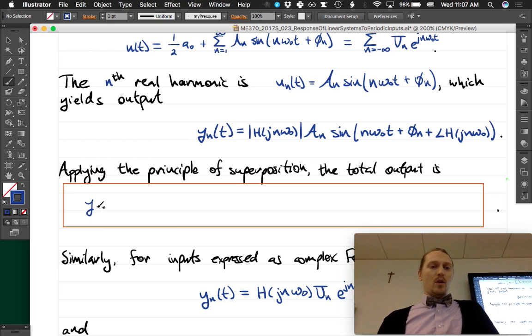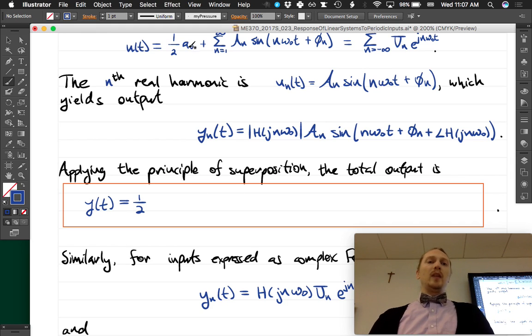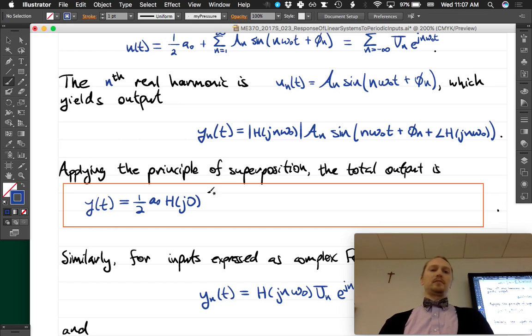So y of t is equal to the DC term, which we haven't really talked about. For the DC term, you take the input, which is one half a naught, and you scale it by H of j 0, okay? And this is the DC offset, we've called it, or the DC component of the frequency response function, when omega equals 0.